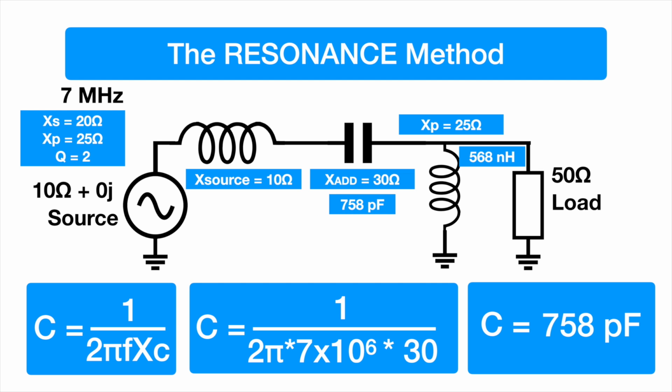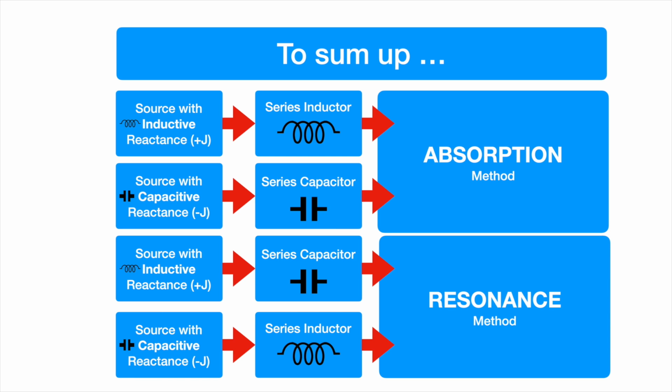Right, okay. So to sum up, if you have a source with an inductive reactance and you're pairing that with a series inductor, you need to use the absorption method, which was the first one we looked at. Similarly, if you've got a capacitive reactance as part of your source and you're feeding that into a series capacitor, you need to use the absorption method. But if these are not matched, so if you've got an inductive source going into a series capacitor, or a capacitively reactive source going into a series inductor, then you need to use the resonance method. And sometimes, as I said, you use a bit of both to make it work.